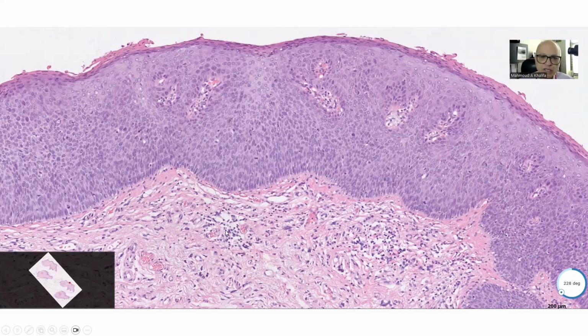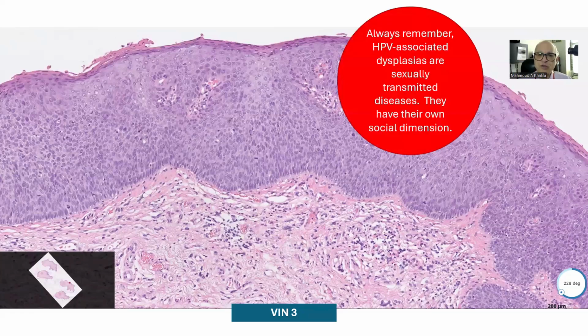So this will not be squamous cell carcinoma. I think this will fit the diagnosis of VIN3, and that is what I think I would call this. But as I make this diagnosis, I want to remind everyone that every time you make a diagnosis of VIN or CIN, that is HPV dependent.